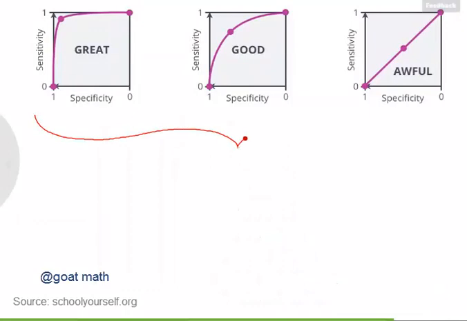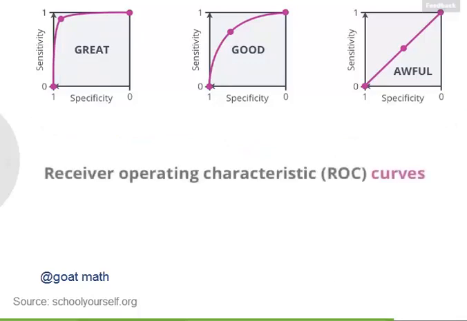So these graphs, where you plot sensitivity versus specificity for all the different cutoff values, get a special name. They're called receiver operating characteristic curves. That's a mouthful, so you'll often hear them called ROC curves.